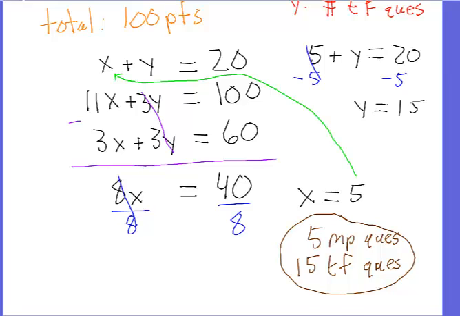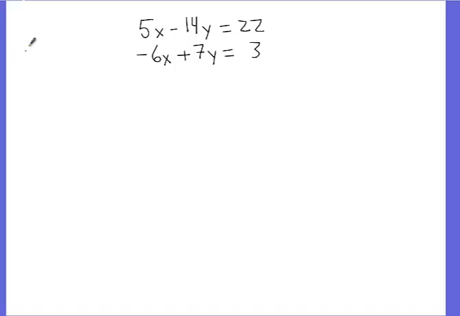Make sense? Good. All right, so we're going to go here and we have 5x minus 14y equals 22, negative 6x plus 7y equals 3. Again, none of our coefficients match. 5 and negative 6, not the same number. Negative 14, 7, not the same number. All right. But what we want to do is look at whether we can multiply any equation by something so the variables do match.